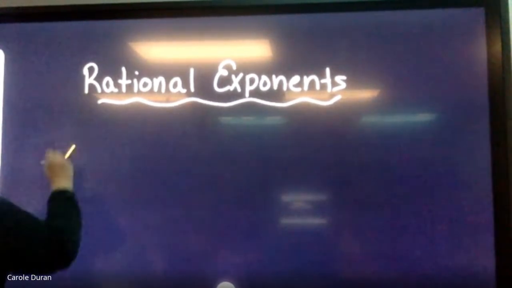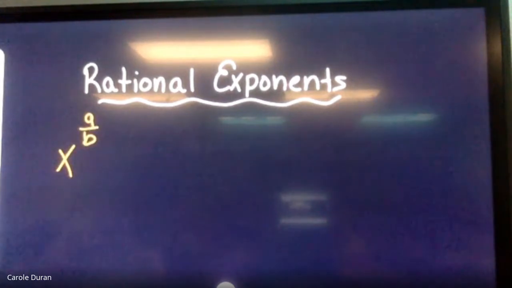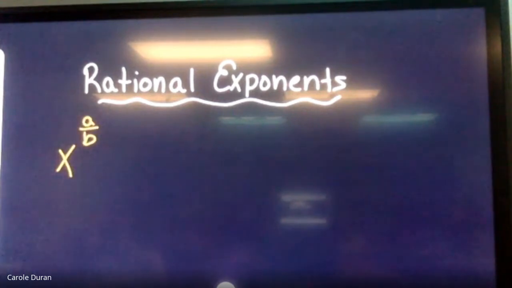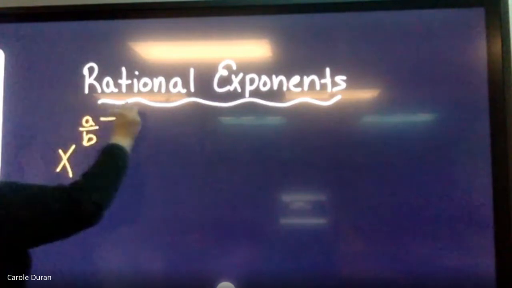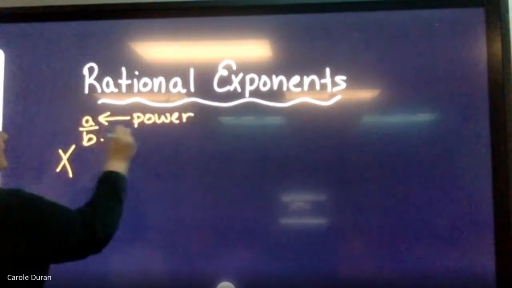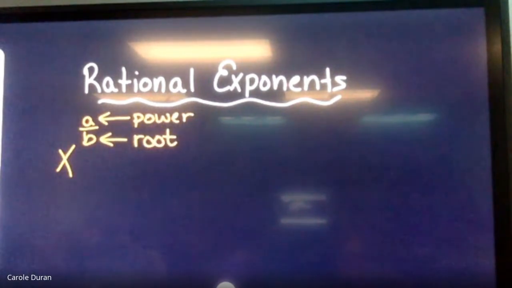The way we recognize this is if I have some number or some variable to a fractional exponent, that's an a and not a 9. So say it's x to the a over b power. That a is the power or the exponent. That b is my root. So anytime you have a denominator and an exponent, that's the root or the radical that we're dealing with. The top one then is the power that we're raising our value to.